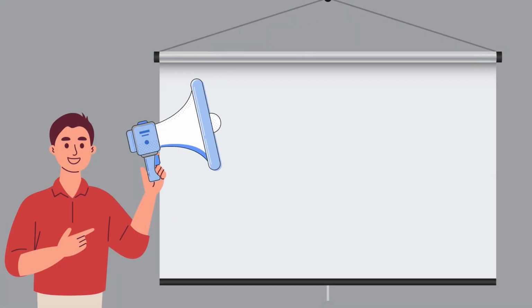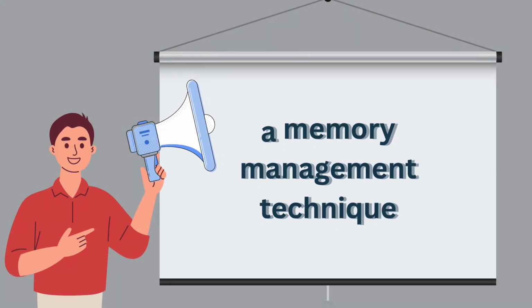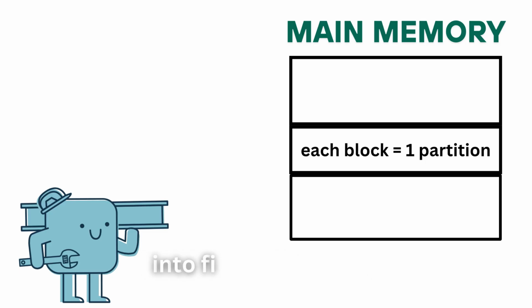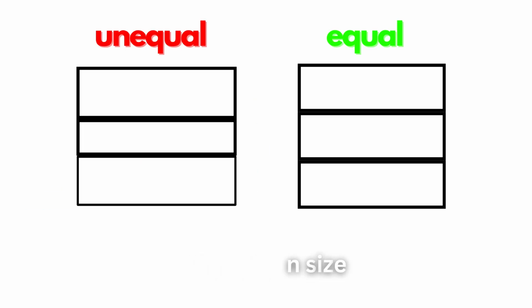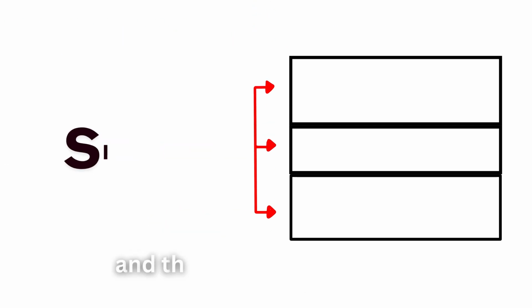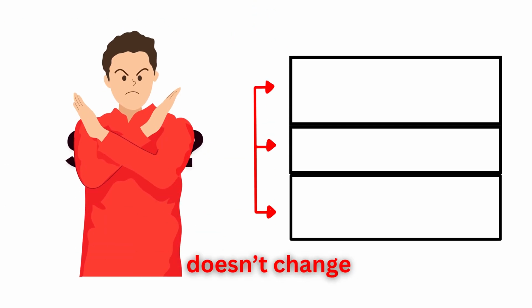Fixed partitioning is a memory management technique used by operating systems. It divides main memory into fixed-size blocks, called partitions. The partitions can be unequal in size or equal in size, depending on how the system is designed. Each partition can hold only one process, and the size of these blocks doesn't change.